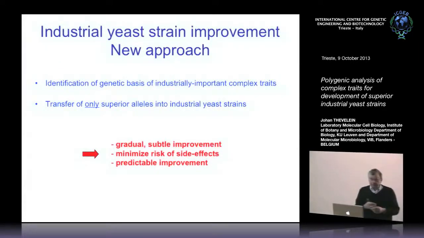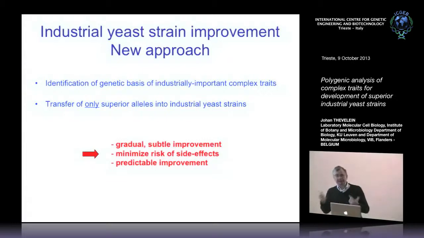We have developed a new technology, a new approach to identify the genetic basis of complex traits, and especially the industrially important complex traits that we can use to improve industrial strains. The idea here is to identify superior alleles that give you superior ethanol tolerance, superior thermotolerance, superior acetic acid tolerance, and then to transfer only these superior alleles into industrial yeast strains, so that we get a more gradual, subtle improvement of the properties, no over-drastic effects, that we minimize the risk of side effects on other traits, and also that we get predictable improvement of our industrial yeast strains.